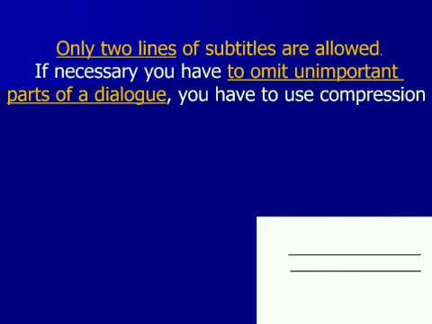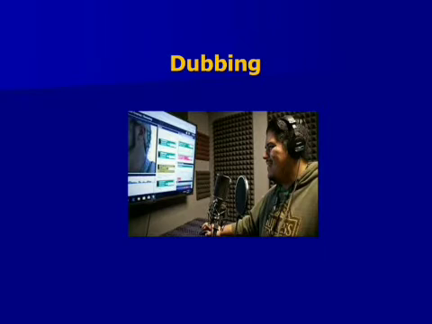Only 2 lines of subtitles are allowed, sometimes 3. And it's necessary if you have to omit an important part of dialogue. You have to use compression, you have to omit, give the main meaning. Now let's move to dubbing.